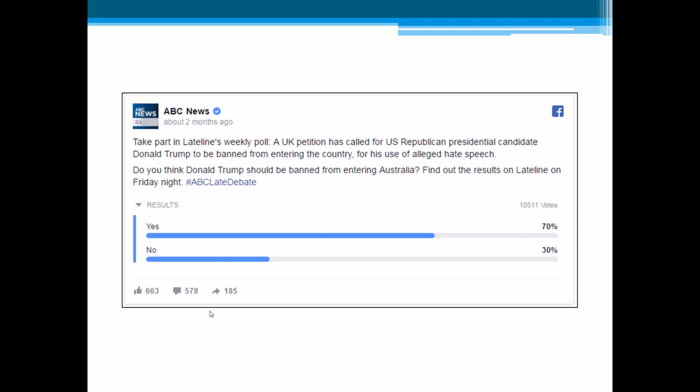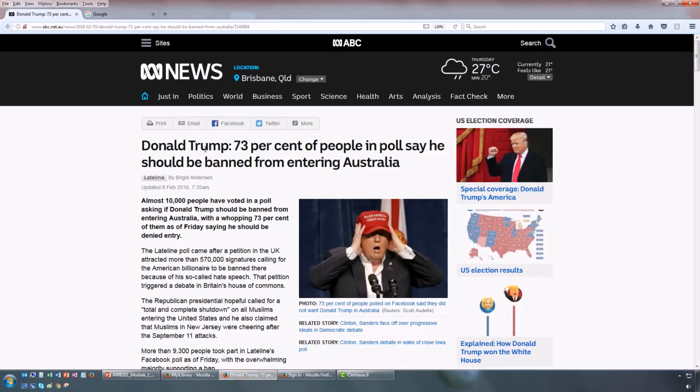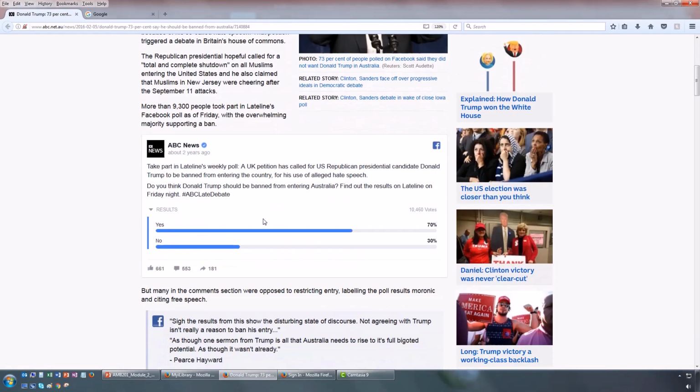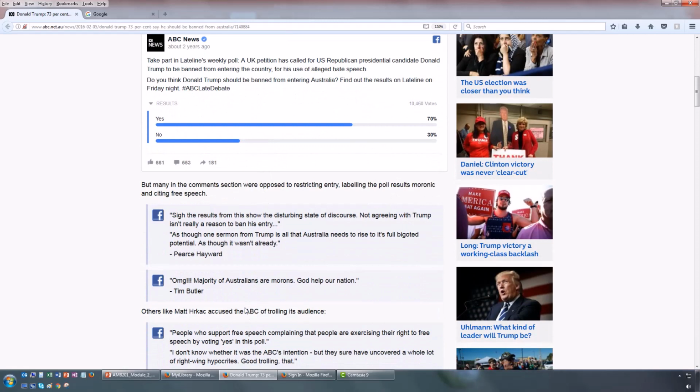Lateline, during their program, having aired that story, then posed this question: do you think Donald Trump should be banned from entering Australia? And their results were very much in line with what you might expect given the story that was just aired. So 70% of people saying yes and 30% of people saying no. And I've actually got the news story here. It was from the start of 2016, where you see the results down here and a few comments that people made at that time.